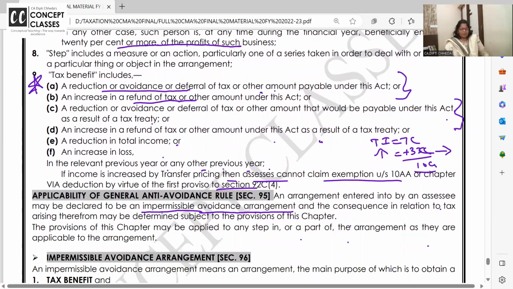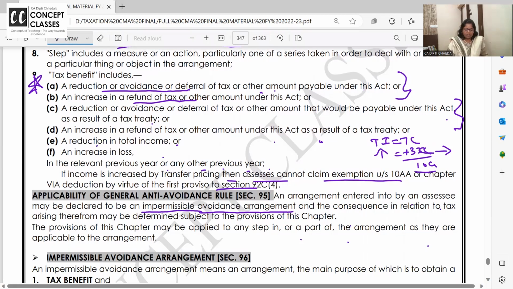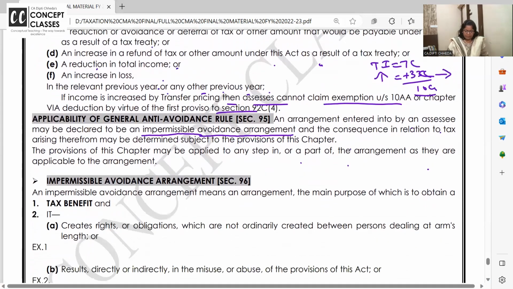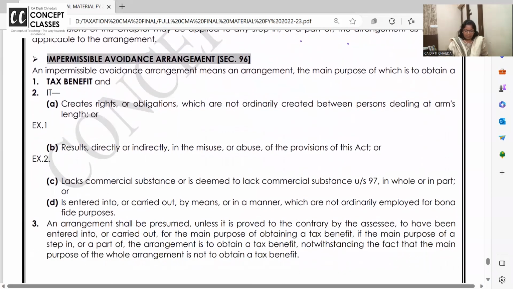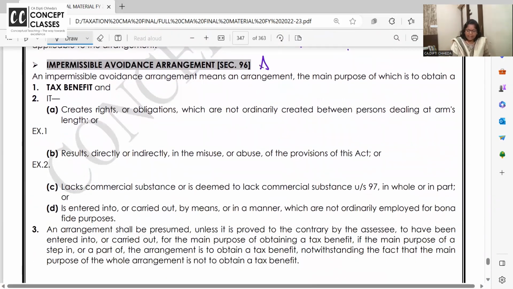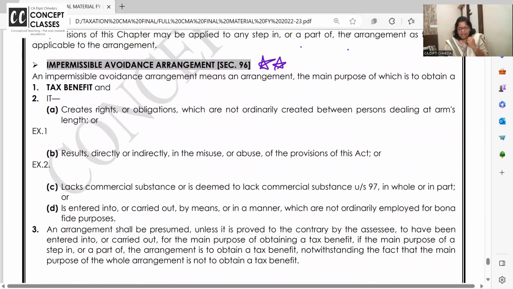See, with GAAR, the tax benefit should be above 3 crore. So what is tax benefit? Reduction in the income, reduction in the tax, increase in refund, increase in losses majorly. Okay, now this is the crux. Mark it very important.